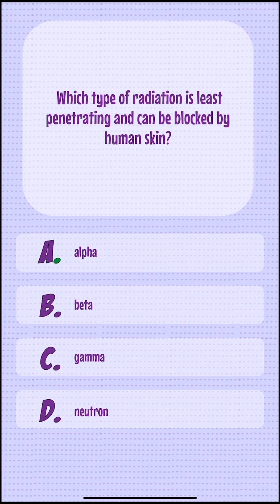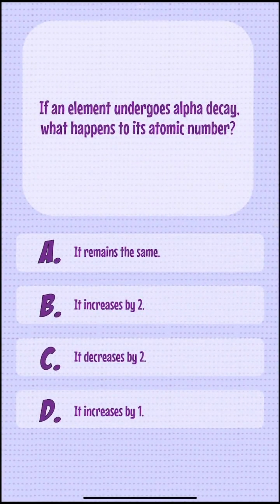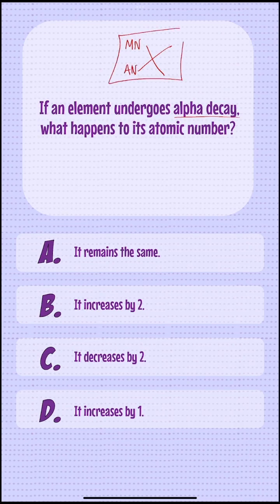Yep, good. Well done, guys. Alpha. If an element undergoes alpha decay, what happens to its atomic number? What do you guys think? Comment the answer and tap on the screen. Atomic number. So is that the top or the bottom? Mass number at the top. Atomic number at the bottom. And remember, alpha is 4,2.